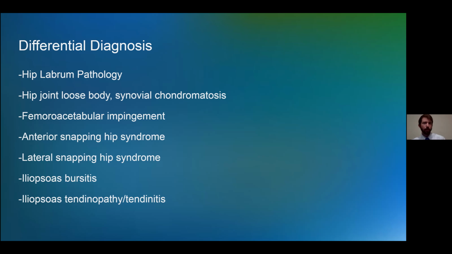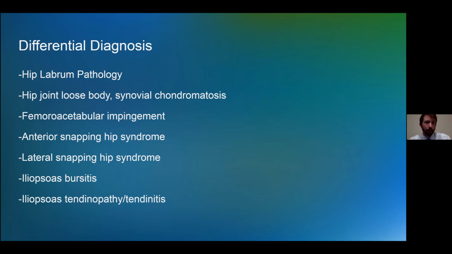So first off on our list for this anterior snapping pain, hip labrum pathology is probably number one in a young athlete that you want to make sure that you recognize early. A hip joint loose body would be a little bit lower on the differential, but possible, and then even lower would probably be a synovial chondromatosis. FAI, or femoroacetabular impingement, is a particularly important one to recognize. It's a little more common.